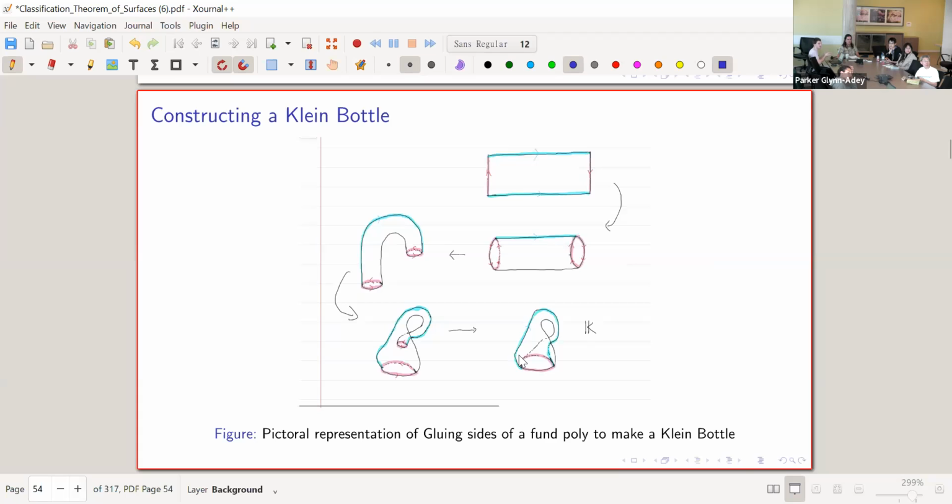So here's an example of doing this with the Klein bottle. You can literally just view the Klein bottle as this rectangle with these sides identified like this. And I should also note that when we're gluing it together, the arrows should match up. So the arrows sort of tell you how to paste the fundamental polygon together. So they're sort of the rules for the gluing.